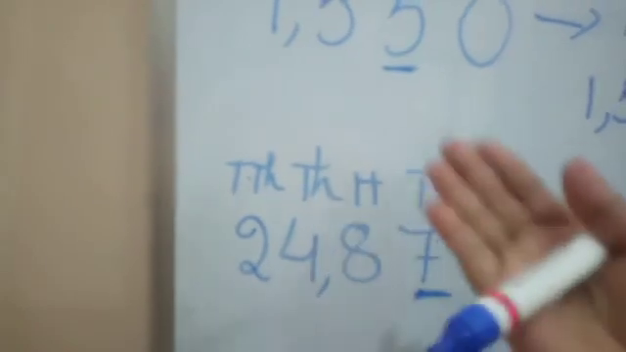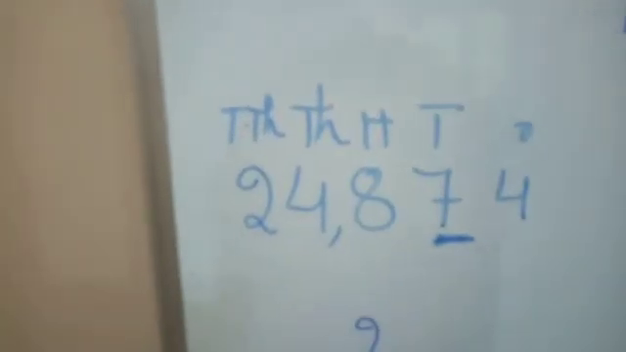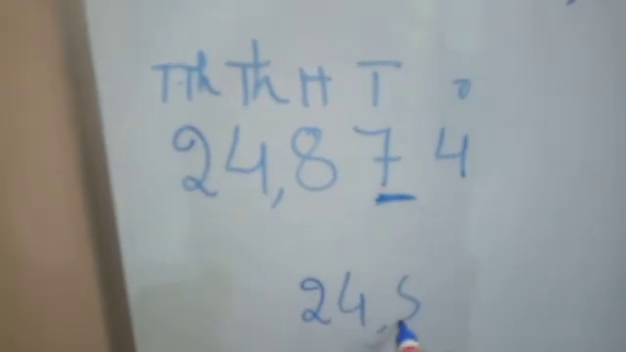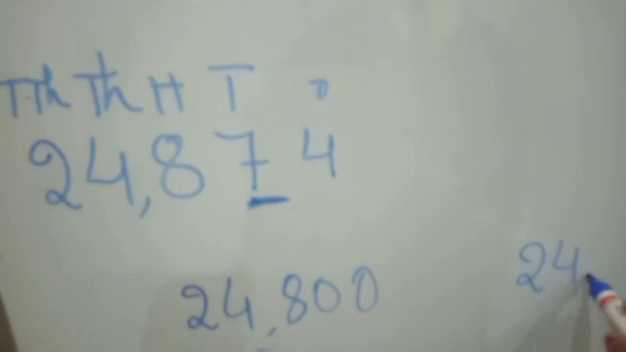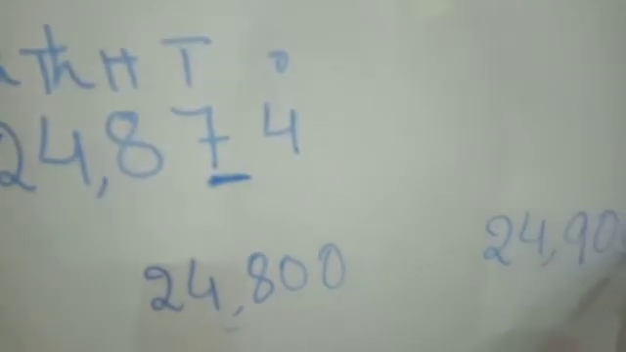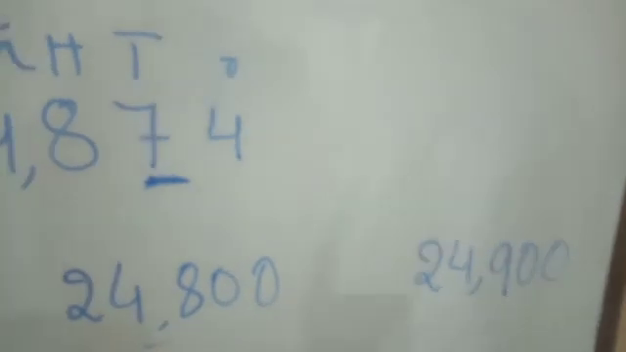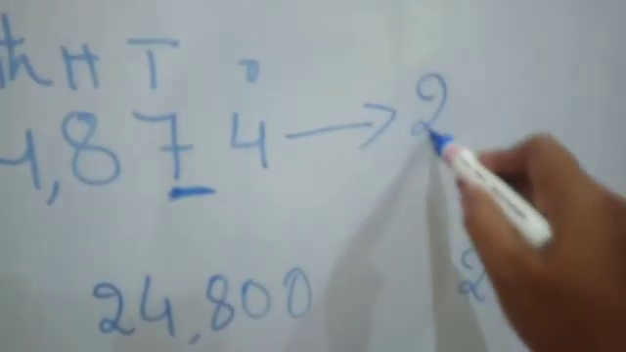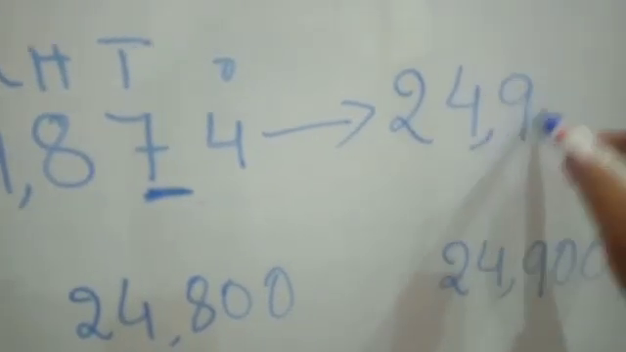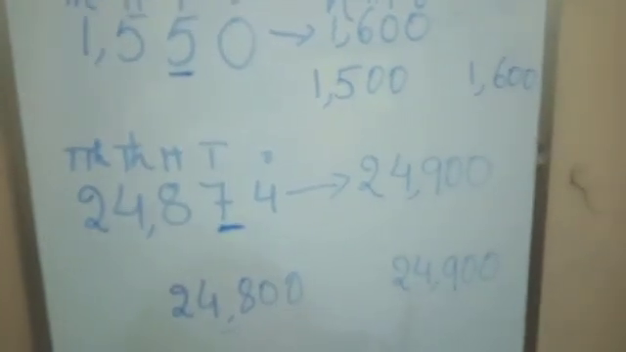So in which two hundreds will this number stay between? 24,800 and 24,900. So which will be the greater 100 for this? 24,900 will be the answer. Yes. Now we can see some questions from the exercise.